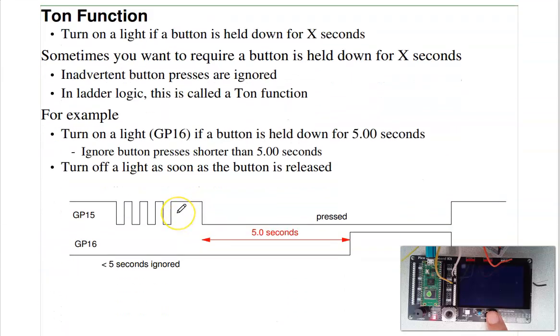I can do a T-on function. What the T-on function is for is sometimes if I just bump a button, I don't want to necessarily turn on the motor or heater. I've got to hold it down for 5 seconds to really make certain I want to turn this on. That's the T-on function. So what I should have is, on this pin, as I just tap it, it ignores me. I've got to hold it down for 5 seconds, then it turns on the motor. As soon as I turn it off, it turns off right away.